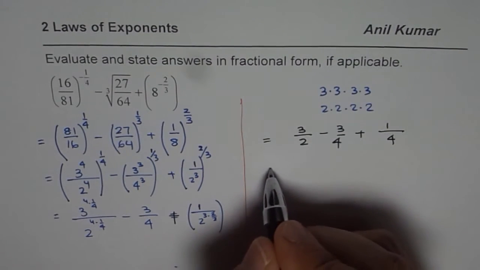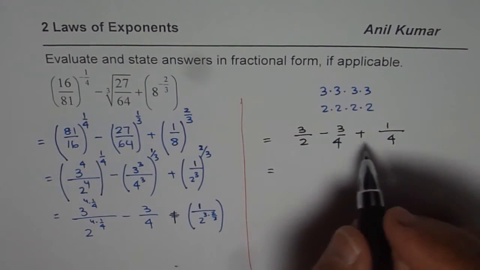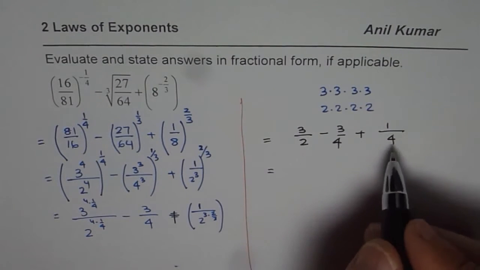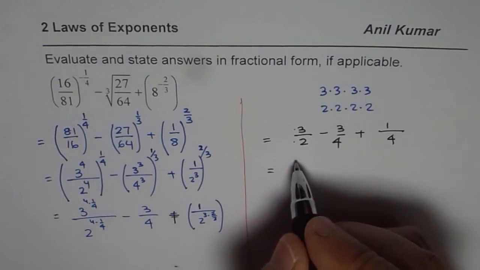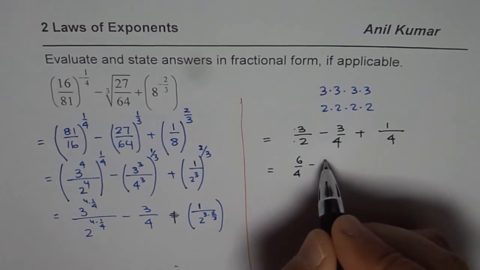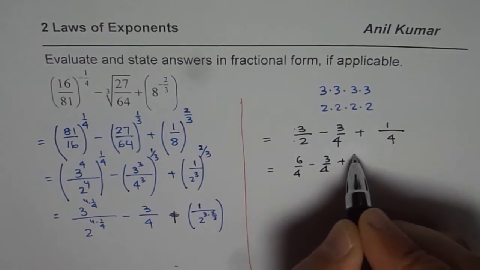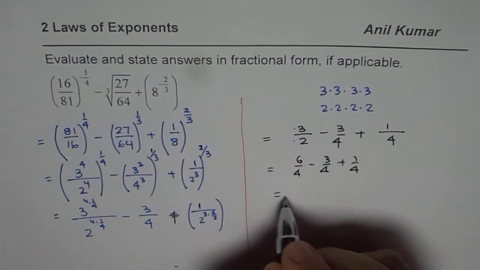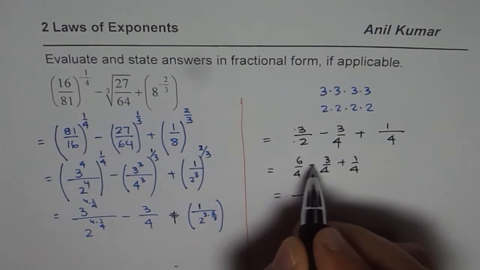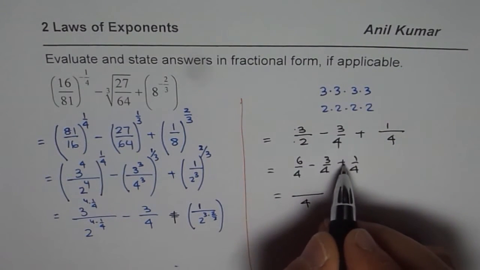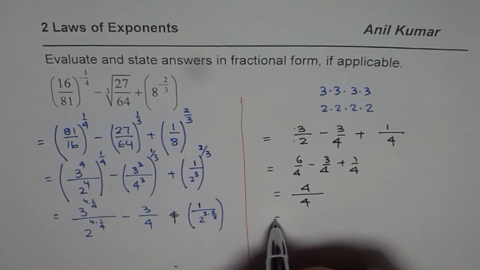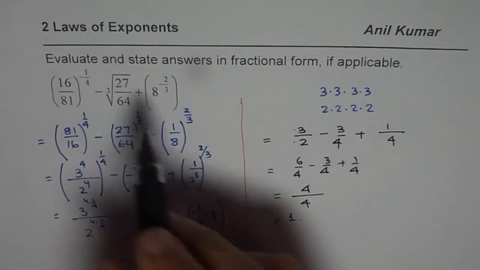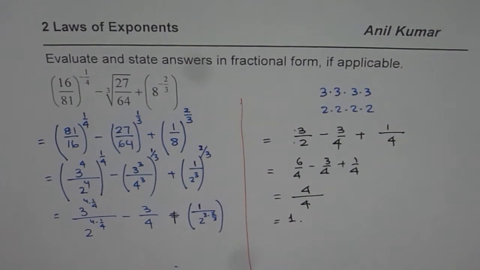Now you can take common denominator of 4 and make them all with same denominator. So common denominator 4 means I have to multiply this by 2. So I get 6 over 4 minus 3 over 4 plus 1 over 4, and that gives me 6 minus 3 is 3, 3 plus 1 is 4, so 4 over 4, and that is indeed equal to 1. So this particular expression is equal to 1, and these are the steps to be followed.